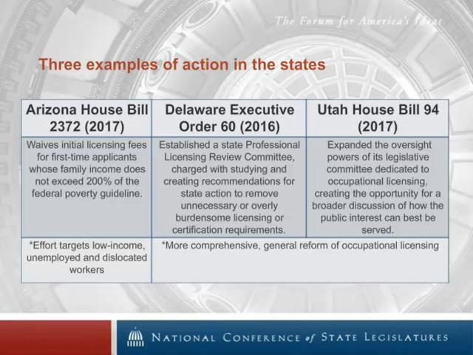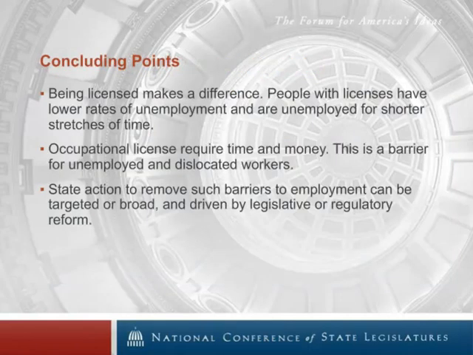The next two bills we are looking at here today are more comprehensive general reforms, and they both come from two of our consortium states. In Delaware, this came from an executive order, which established a state professional licensing review committee charged with studying the practices on occupational licensing in their state to come up with recommendations to remove some of these challenges across all licenses and all populations. And then Utah House Bill 94 expanded the oversight powers of an existing legislative committee dedicated to occupational licensing. It's pretty cool because this one creates an opportunity for a broader discussion about how the public interest can best be served.